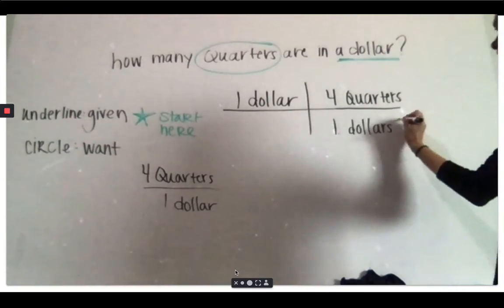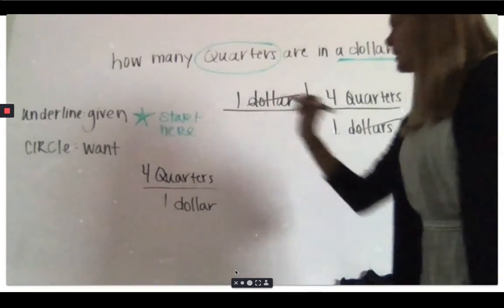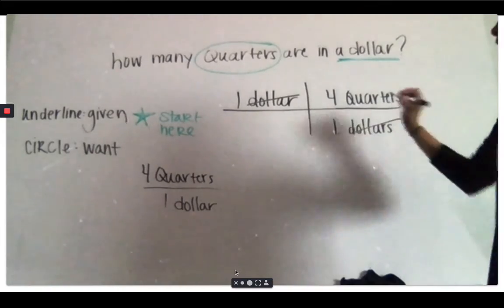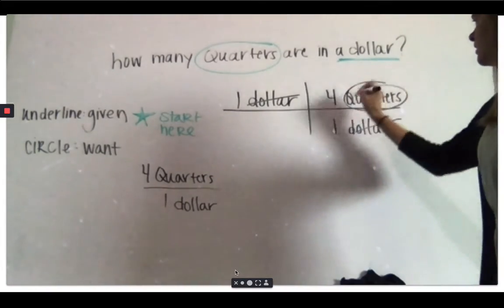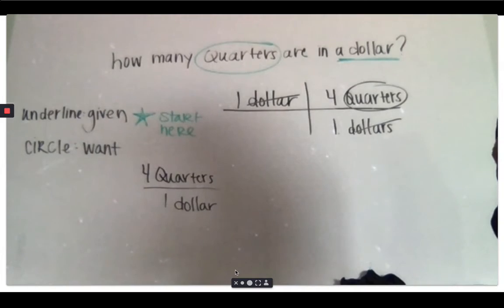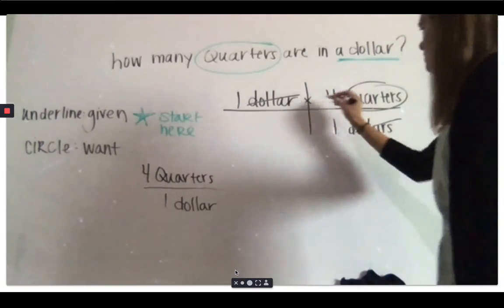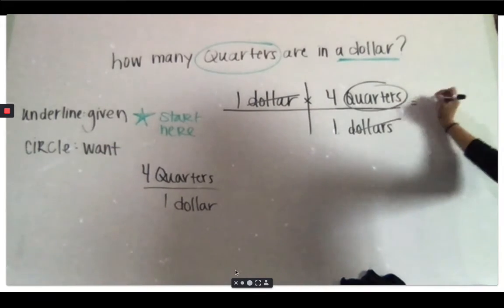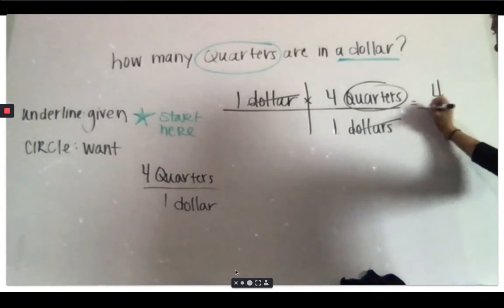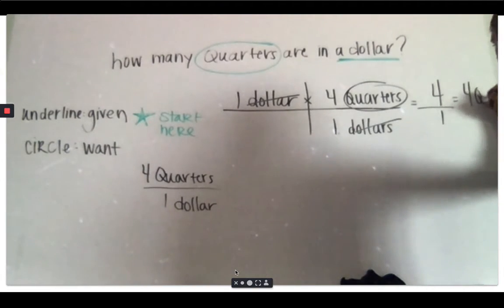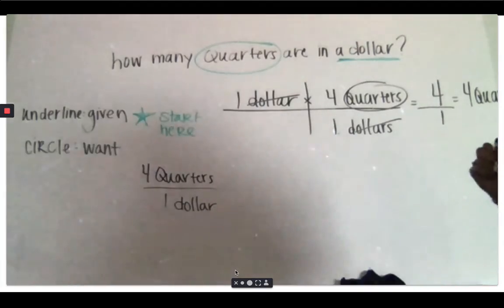Now we have dollars on the bottom and dollars on the top, so we can cancel out the dollars. Are we left with what we want, the circle? We're left with quarters, so this is done. Now what you're going to do is just multiply across the top. So 1 times 4 equals 4 over 1, which is 4 quarters. It's cut off a little bit, but it says quarters.